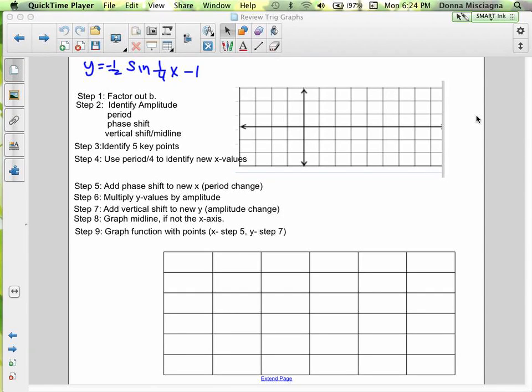Welcome. So we're going to do just one graph on this Neuropod, and it is y equals negative 1/2 sine 1/4 x minus 1. All right, so let's go through the steps.